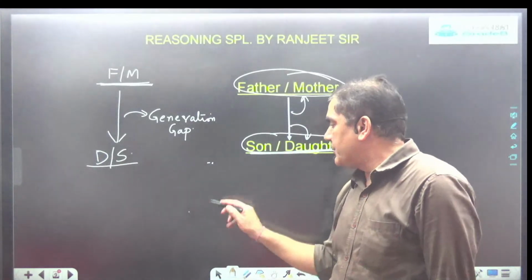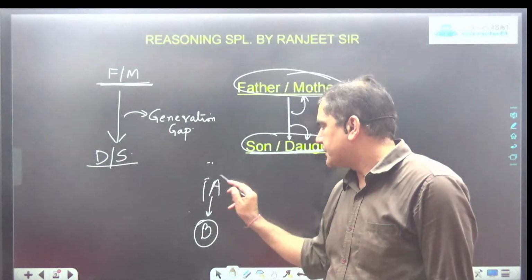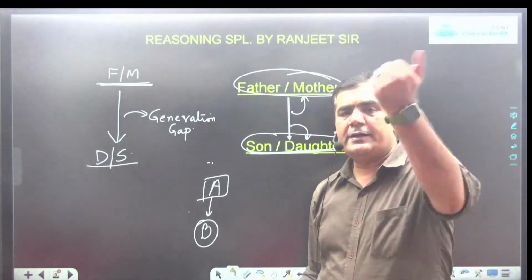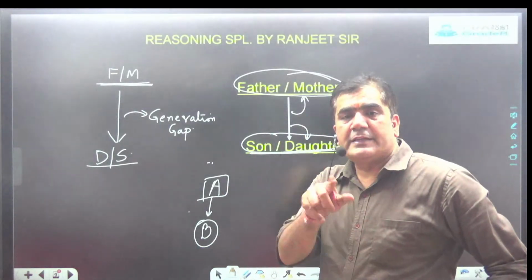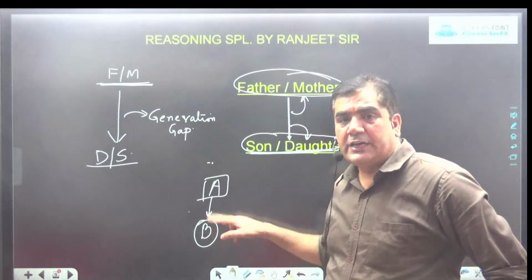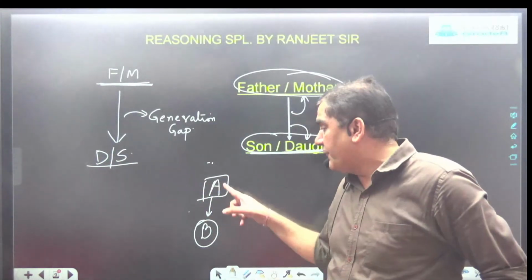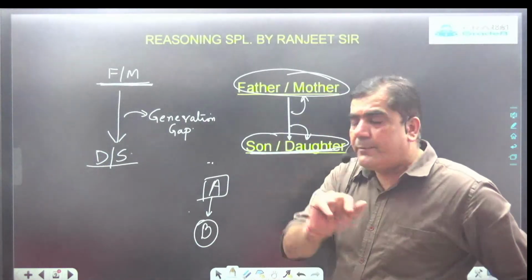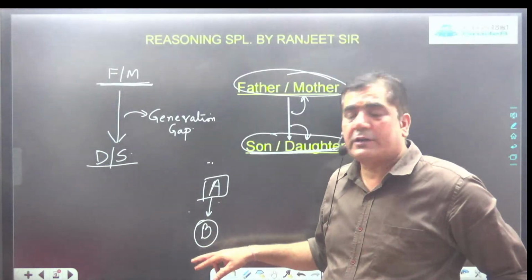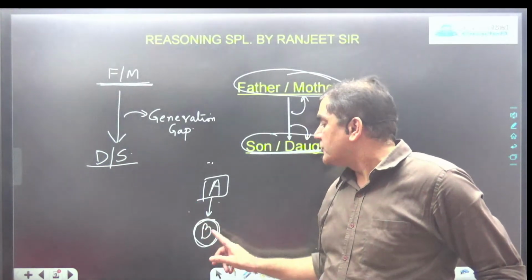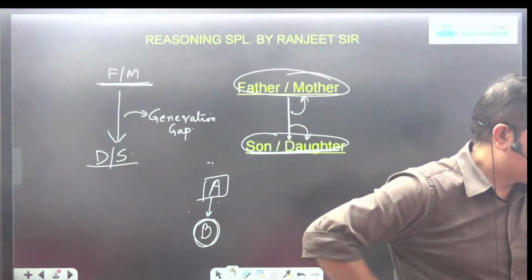Let's take an example. Suppose I put A and B like this. From this, what can we deduce? Since A is just above the arrow, A will be either father or mother of B. A is male, and male means A is the father of B. For B, B is just below the arrow, which means either son or daughter, and B is in the circle, which means female, so B will be the daughter of A. Clear?